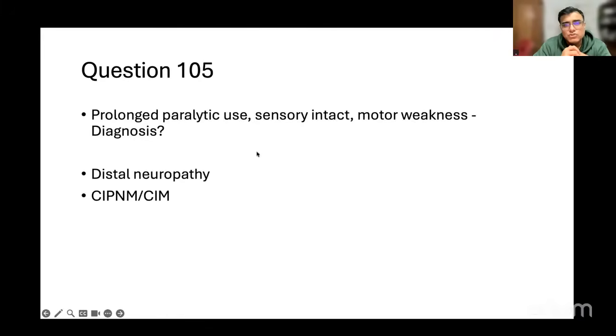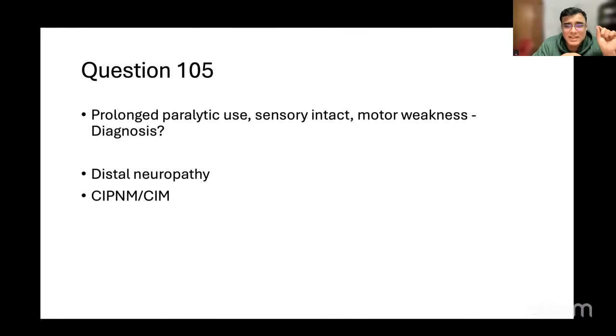Prolonged paralytic use, sensory is intact, but the patient has motor weakness and probably has weaning difficulties. What is the diagnosis? Distal neuropathy or critical illness myopathy, or polyneuropathy or myopathy was given in the option. So critical illness myopathy or polyneuropathy is the correct option there.